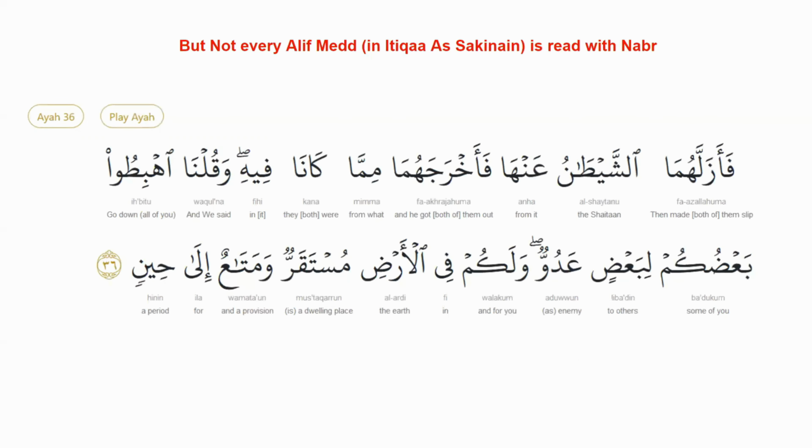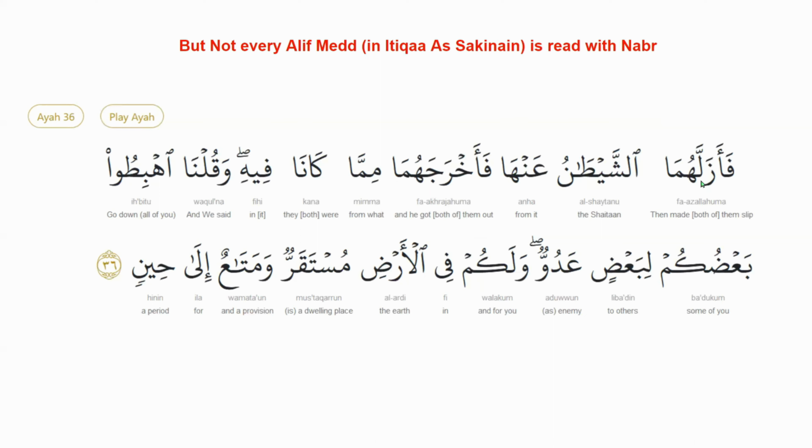But we also need to remember not every alif mad in ittaqa is sakinain is read with Nabr. And I choose this one example in Surah Al-Baqarah, ayah number 36, where the word is فَأَزَلَّهُمَا, then made both of them slip. So now here we can see alif mad is followed by a sakin letter. And of course, we have to do ittaqa is sakinain here. But the question can come into our mind that why we are not doing nabr here.